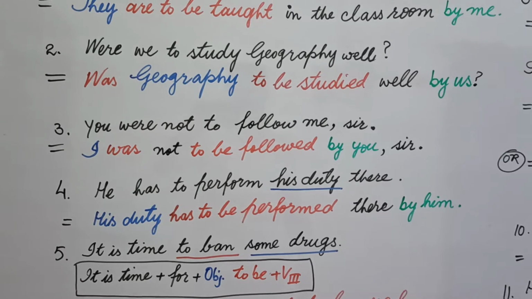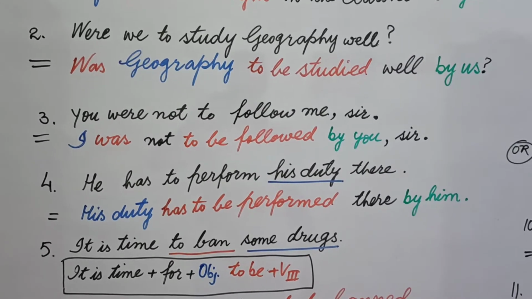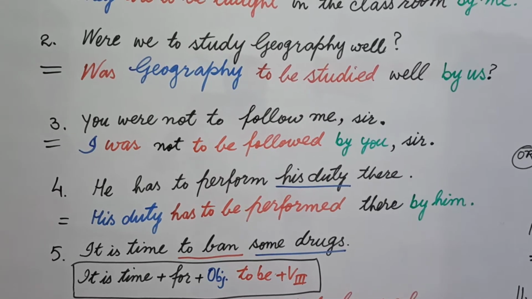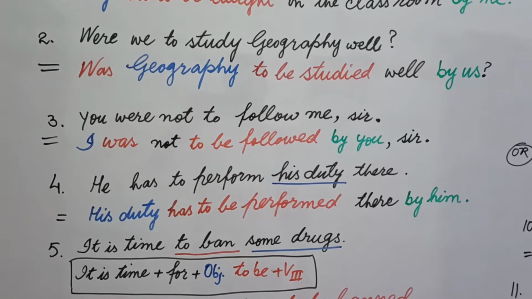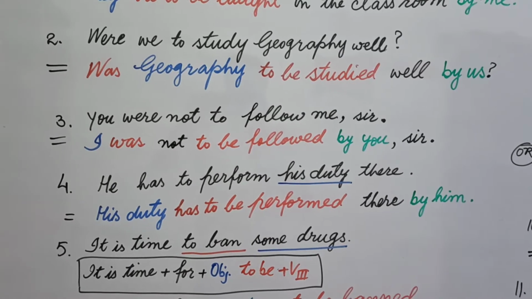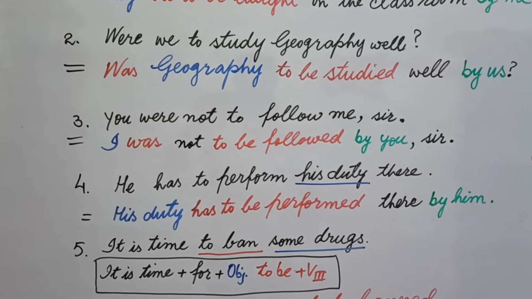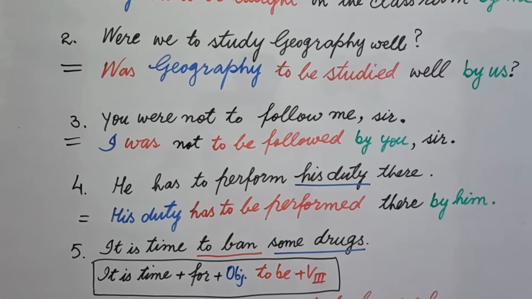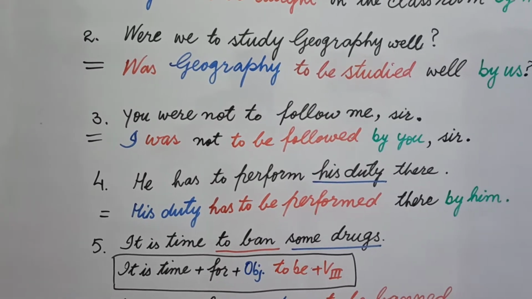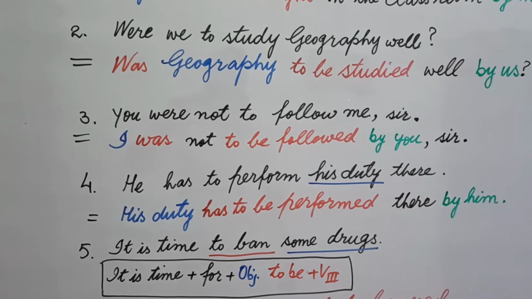Now let's see example number 4. He has to perform his duty there. He has to perform. What subject? He. And what's object? His duty. Now you will interchange the places of subject and object. An object, his duty, that is an object of infinitive to perform, will come on the place of subject he, his duty. I have written in blue color. Generally I write objects in blue color.